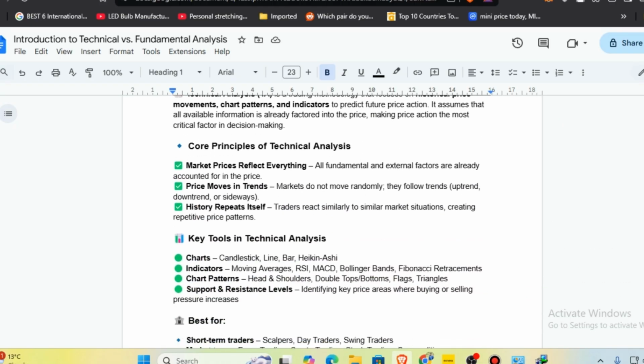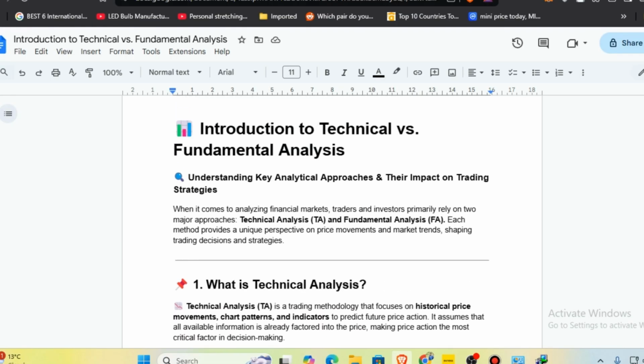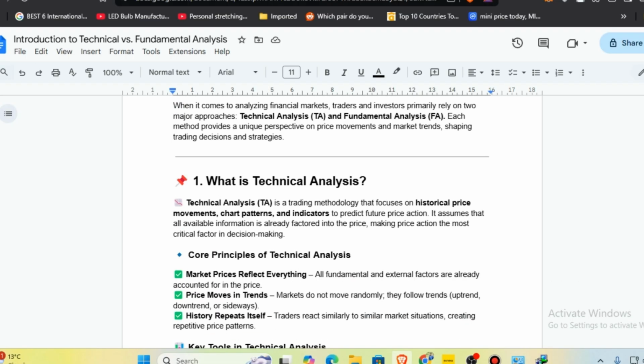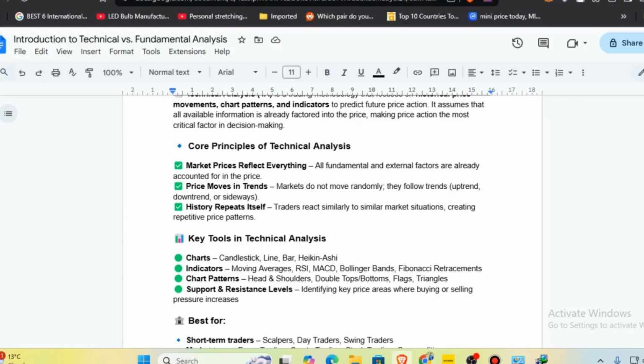So here are a little bit of basics related to technical analysis. Market prices reflect everything, like all fundamental and external factors are already accounted for in the price. So the market usually works on both fundamentals and technicals. So why are we understanding it, and why will we consider fundamentals? Because there are different times for your expert advisors.